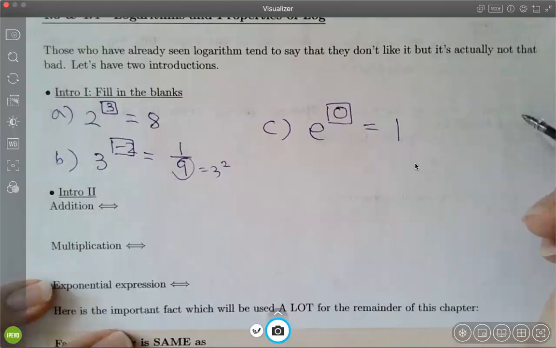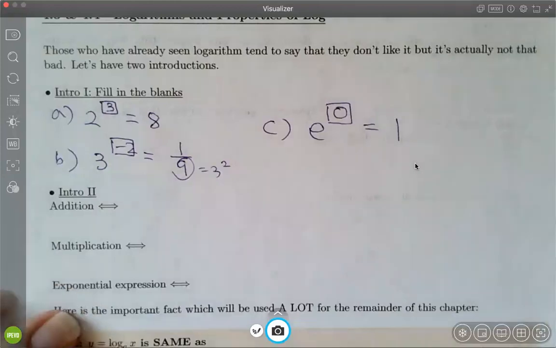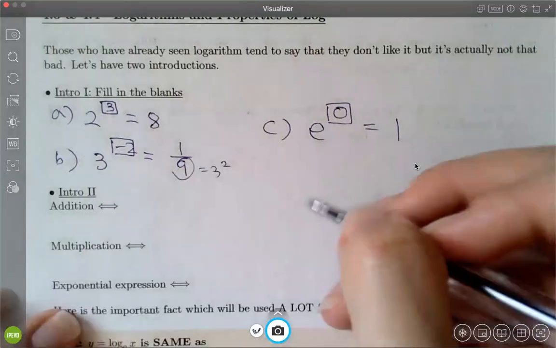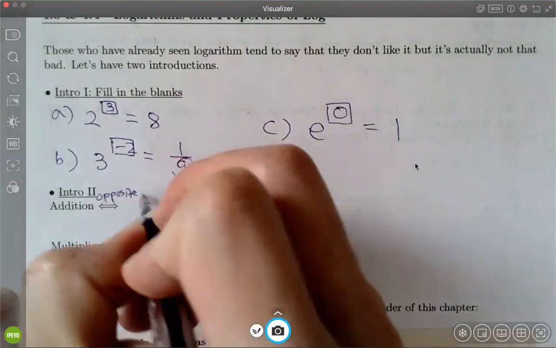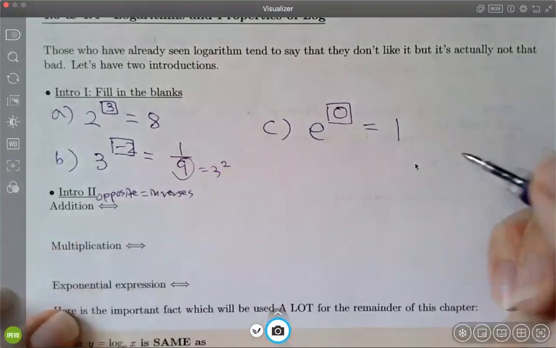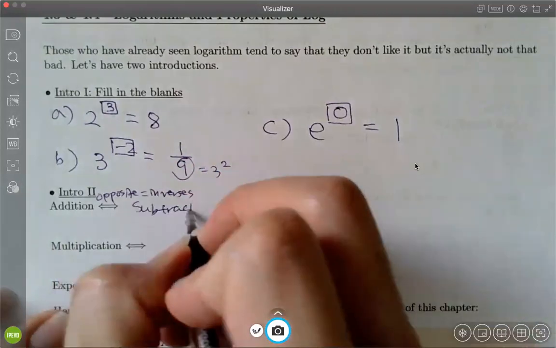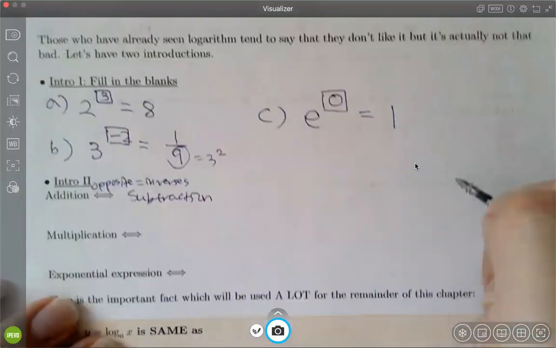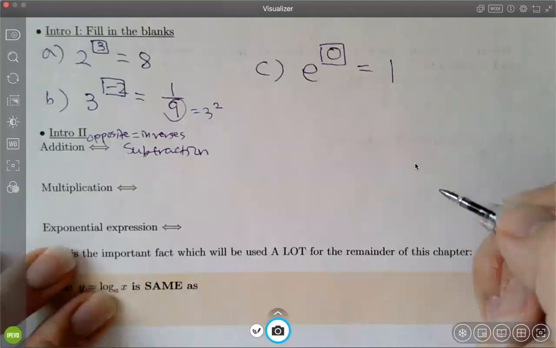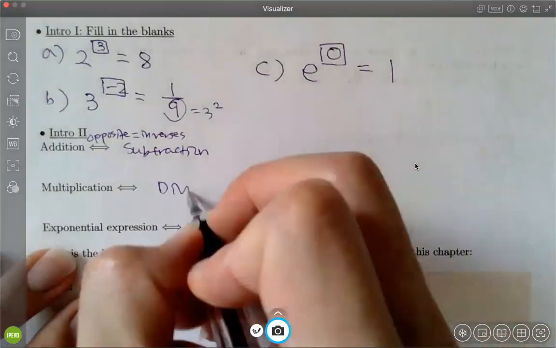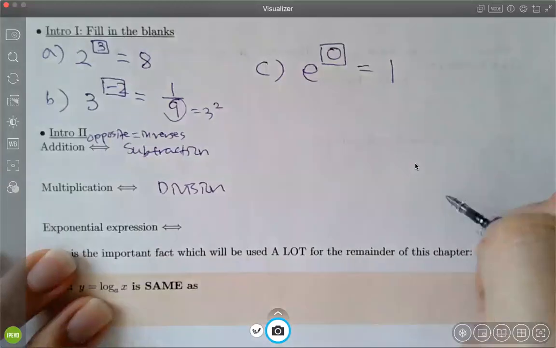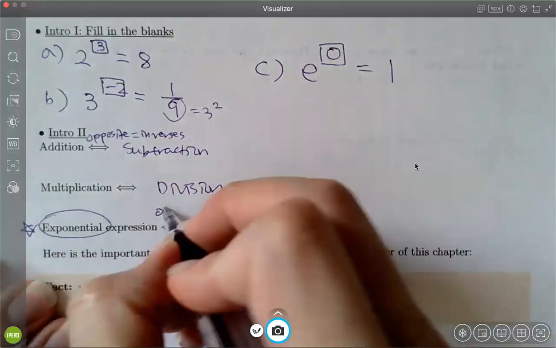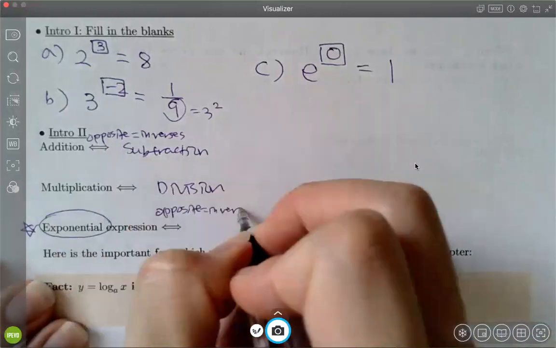Okay? Now, here's the second introduction. Addition. And here, the two-sided arrow means opposite or inverses. Okay? So what does that mean? The subtraction is the opposite or inverse of the addition, and it goes the other way as well, right? And then multiplication. What is the opposite or inverse? Division. Okay? And then exponential expression. What is its inverse? The log.